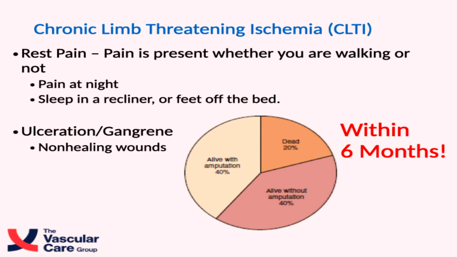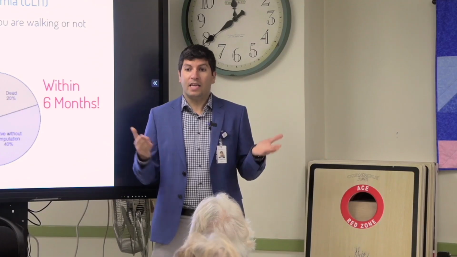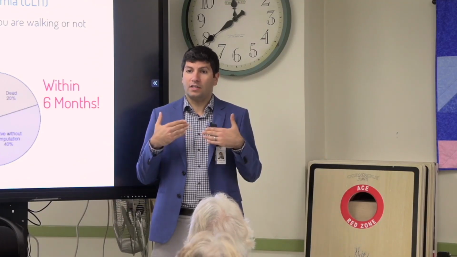What's so important is that if you fall into the CLTI range, your risk of amputation is very high. Of those, 40% of patients will have lost their leg within 6 months. 40% will still have their leg. 20% will have died. People say, why are patients dying from leg issues? Well, it's a marker. It's the same disease process as what causes heart attacks or strokes.